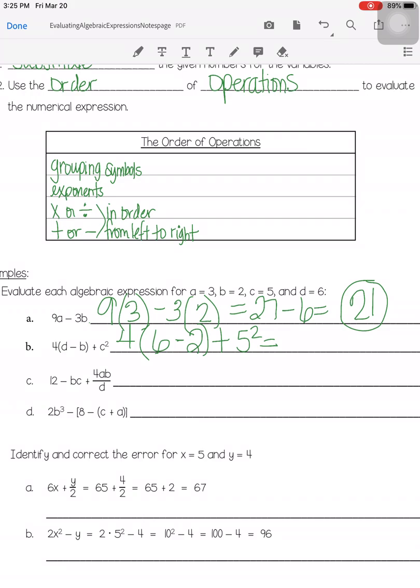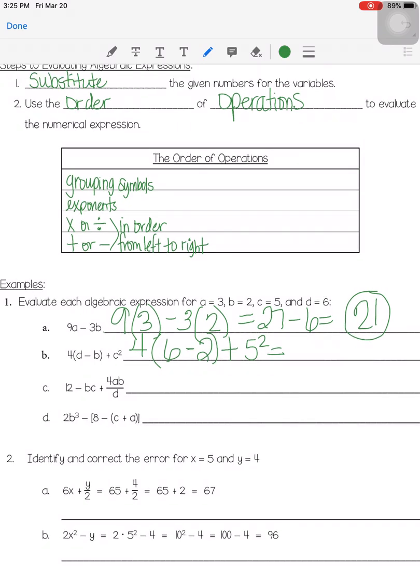And then we follow the order of operations. So we have 4 times 6, not 6, 4 times 6 minus 2, which is 4, plus 5 to the second power, which is 25.